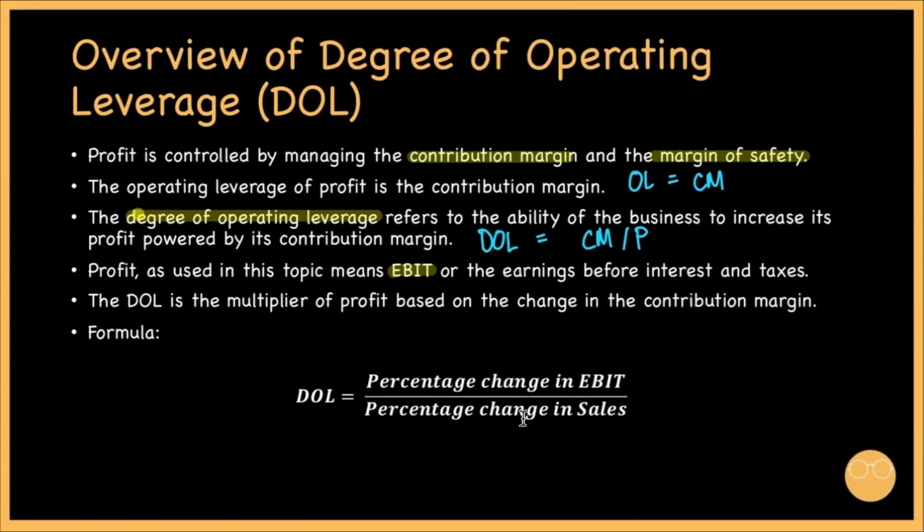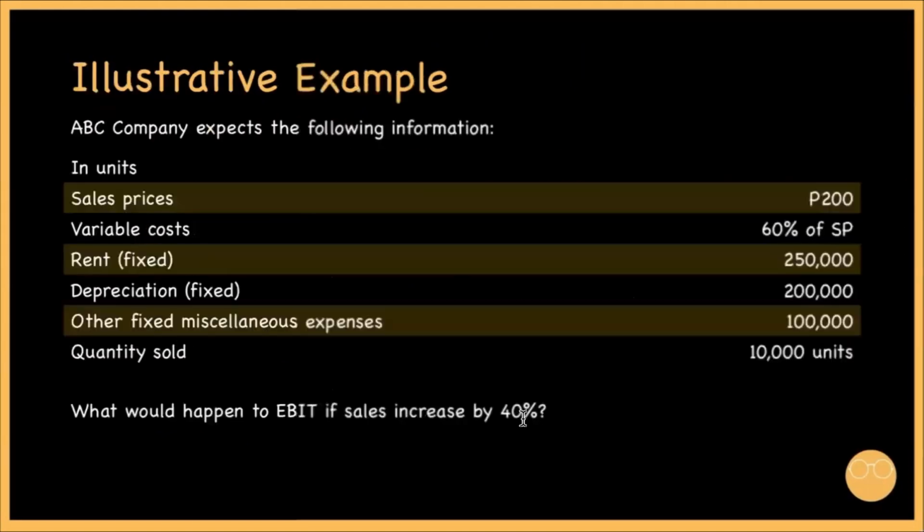Or we can have another formula for the degree of operating leverage using the margin of safety. The degree of operating leverage is equal to 1 divided by the margin of safety rate. Remember that the margin of safety is the difference between the budgeted sales and the break-even point in terms of amount. These are the three formulas that we have to remember when working with degree of operating leverage. Now let's try to answer our illustrative problem.